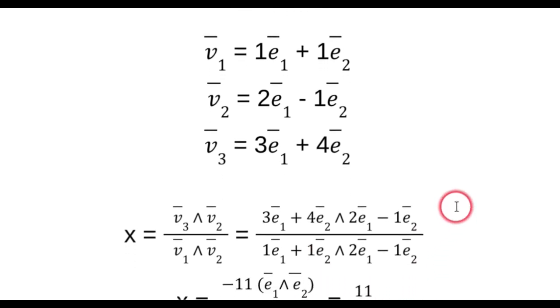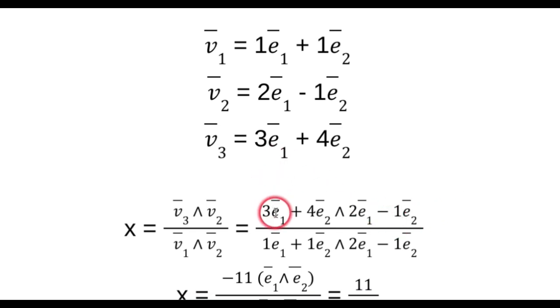So here's the way this works. e1 wedge e1 is 0, e2 wedge e2 is 0, so you don't have to worry about them. This is 3 times -1, a negative 3 e1 wedge e2, and 4 times 2 is 8 e2 wedge e1, but I want to swap those so I have the same wedge. When I swap it, it becomes a negative. So it's negative 3 minus 8, which is negative 11 e1 wedge e2.